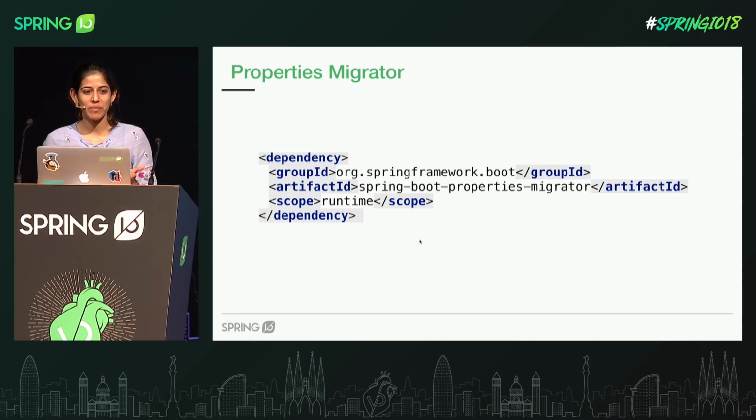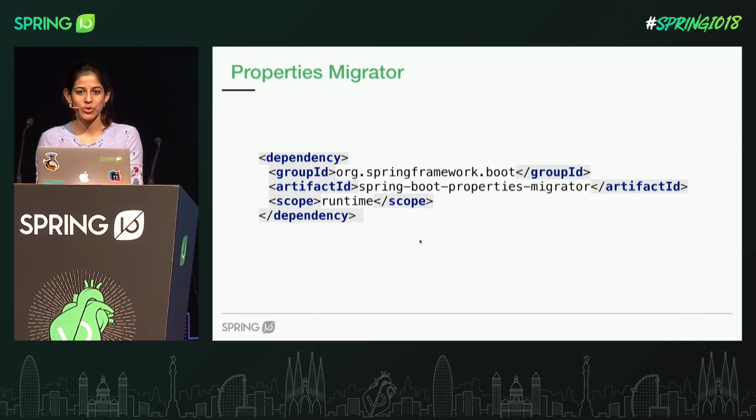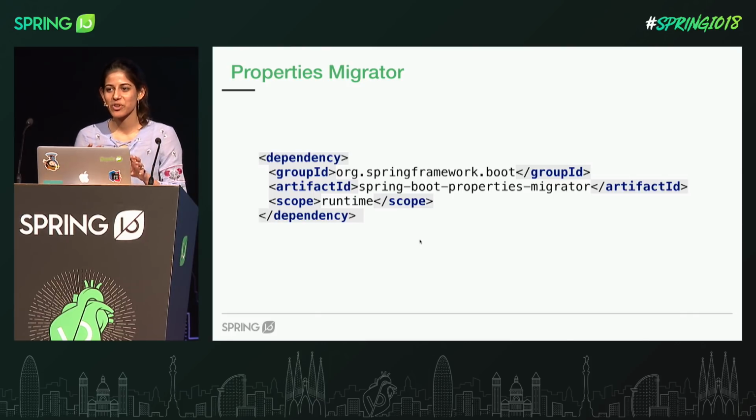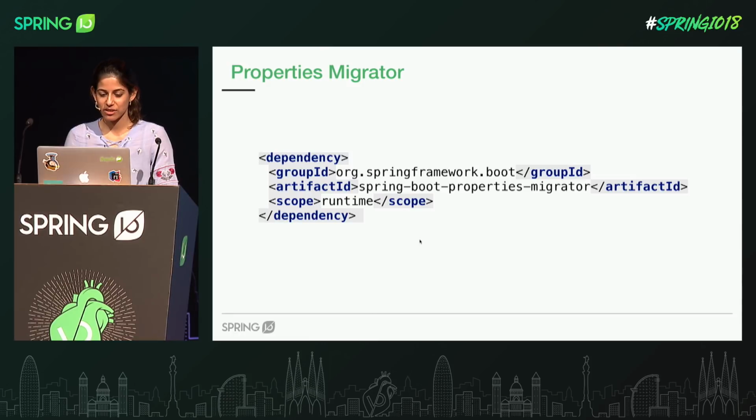So we've added this properties migrator, and all you need to do when you're migrating is add this dependency. The migrator will show you which properties have changed in Spring Boot 2.0. So if you have a property in, let's say, your application.yaml file that's no longer valid in Spring Boot 2, the migrator will show you that it's no longer valid. It will also temporarily change it for you. But the next time you run the application, you should fix that property and remove the migrator. So it's convenient for people who are migrating from 1.x.